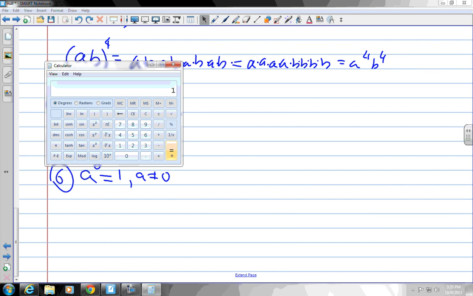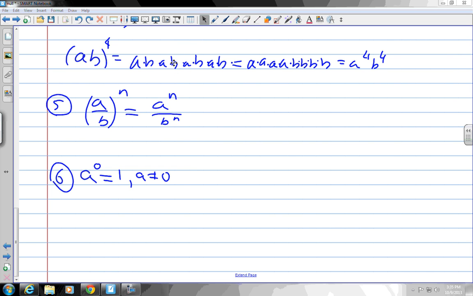Does anybody have a calculator? Punch it on your calculator with 0 to the power 0. Type it on your calculator. On your calculator, you have this little kind of a hat caret sign. Yeah, it's error. It's undefined. 0 to the power 0 is undefined.